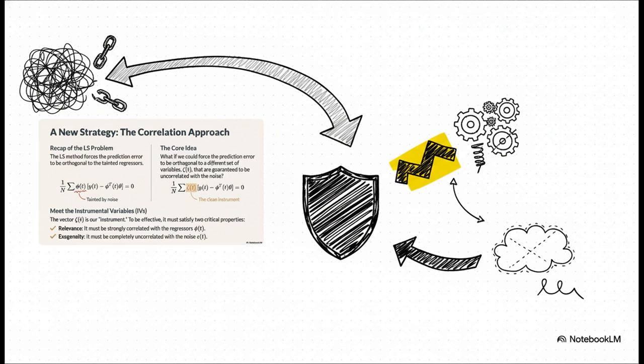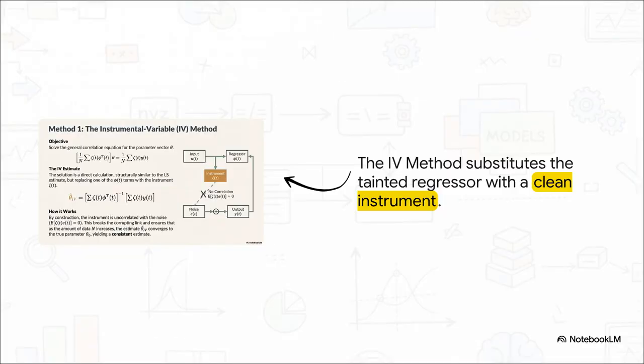It has to be relevant, meaning it's strongly related to our original regressors, and it has to be exogenous, meaning it is totally independent of that process noise. And this simple idea leads us right to the instrumental variable, or IV method.